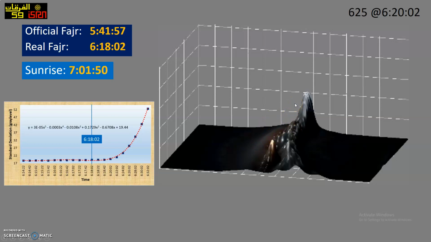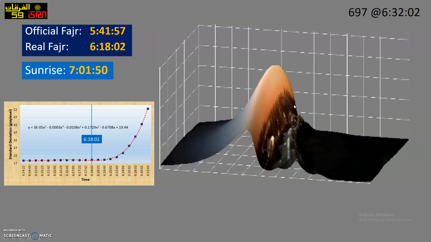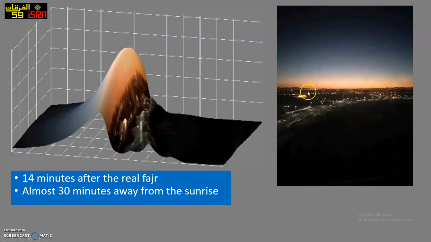We stop our 3D surface model analysis at image 697 taken at 6 hours, 32 minutes, and 2 seconds. In the next slide, we put the 3D surface model side by side with the original image 697. One should not be alarmed, however. Despite the much glowing horizon in the east, it is only 14 minutes after the presence of the real fajr, and it is some 30 minutes from sunrise. Therefore, one still has plenty of time to perform the fajr prayer.